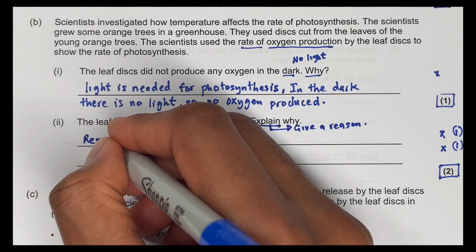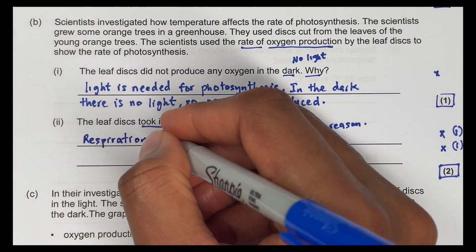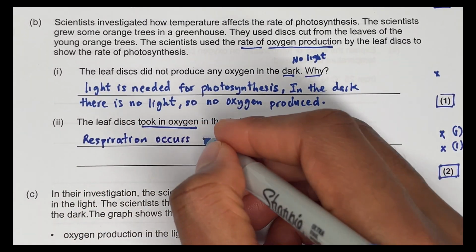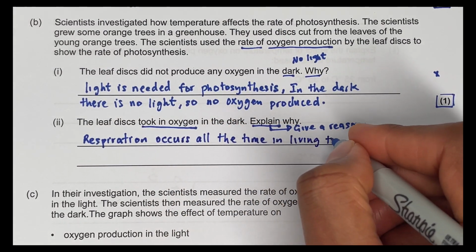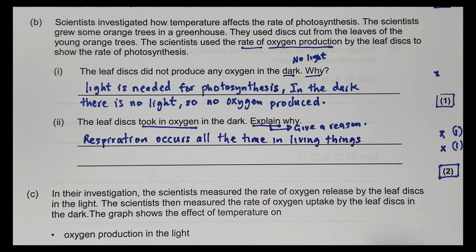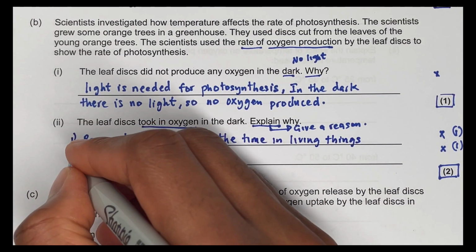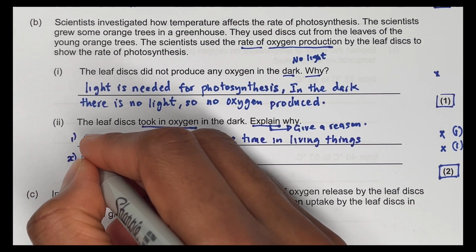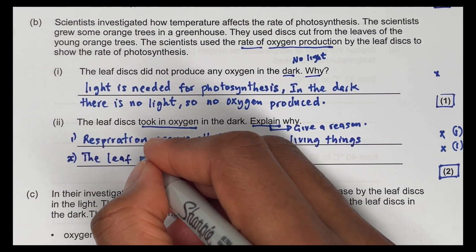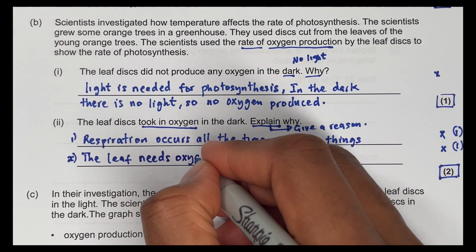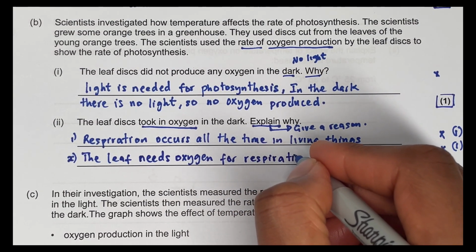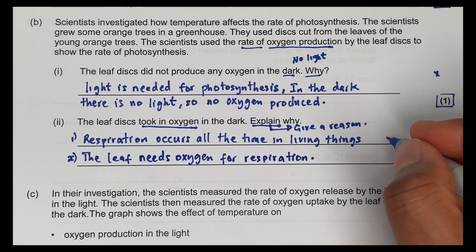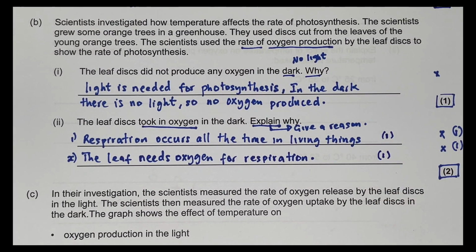Respiration occurs all the time in living things. The leaf needs oxygen for respiration. I have given 2 points, 1 mark, 1 mark. Here, I gave 1 point for the 1 mark.